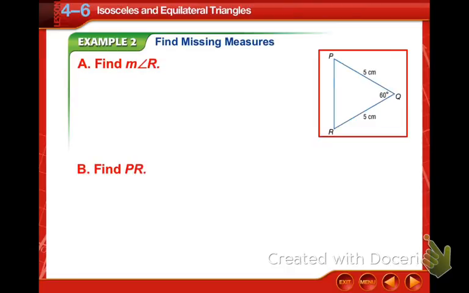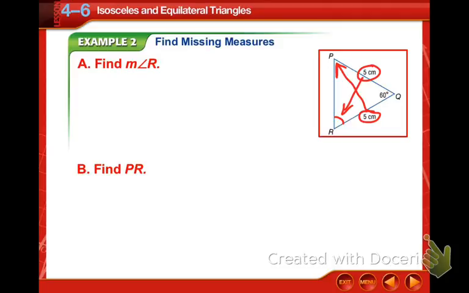So, here's a triangle given to us. We need to figure out the information. We need to find the measure of angle R. So we're looking for this angle down here. We know that since these two sides are congruent, they're both 5, the angles opposite of them are congruent.